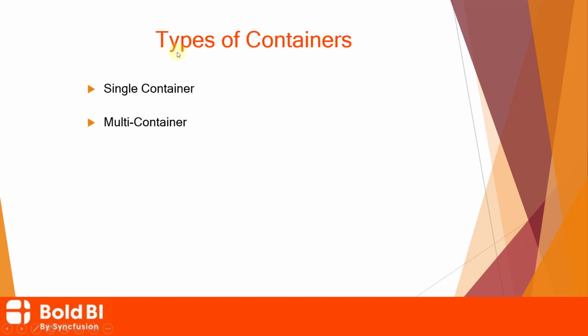Now let's explore the types of containers. When running a Docker image, it creates a container. Docker images serve as blueprints, while containers are running instances. Similarly, running a multi-container Docker image starts multiple interconnected containers.